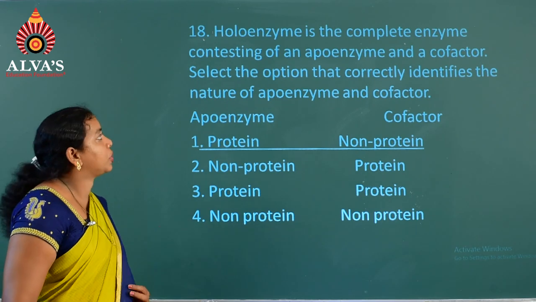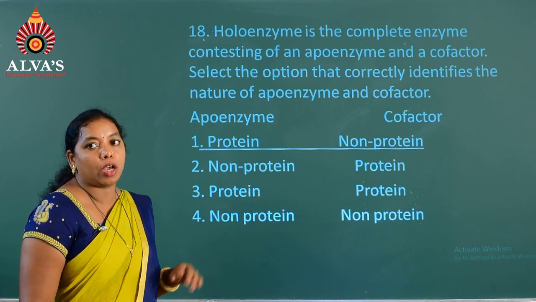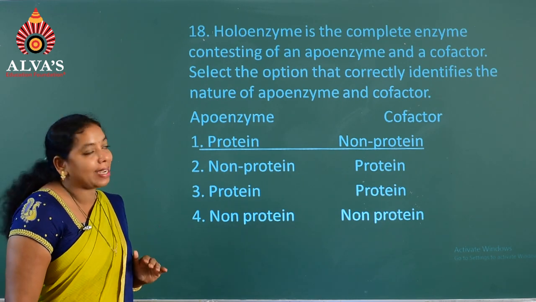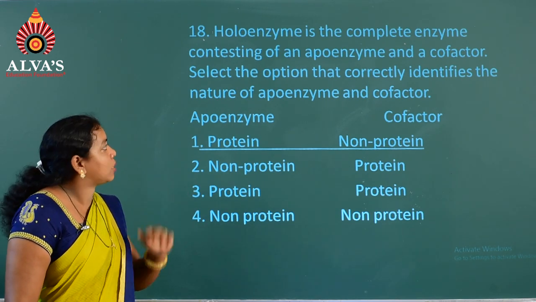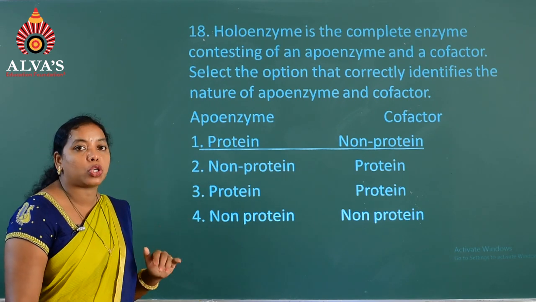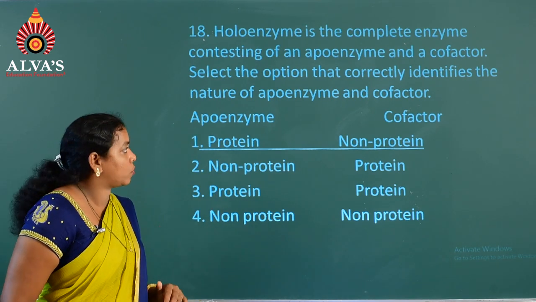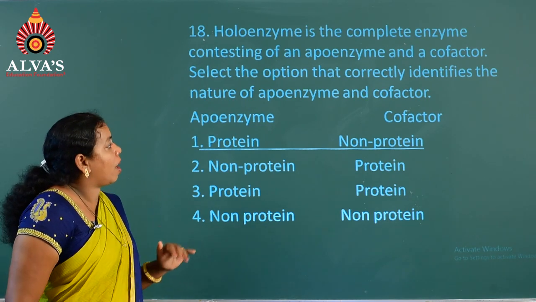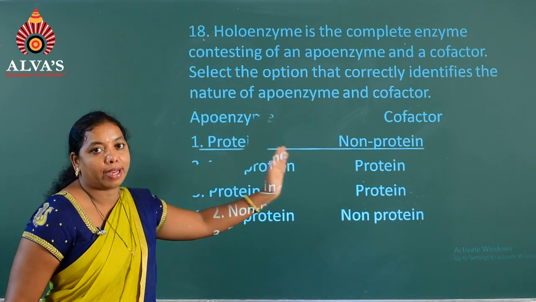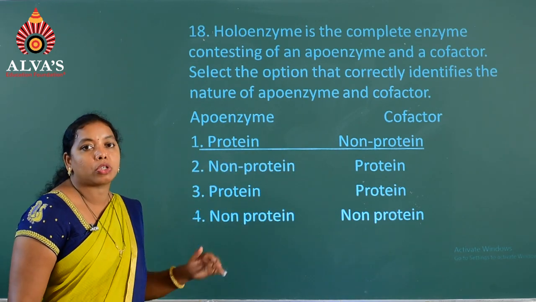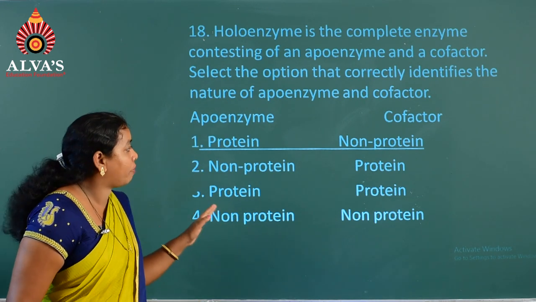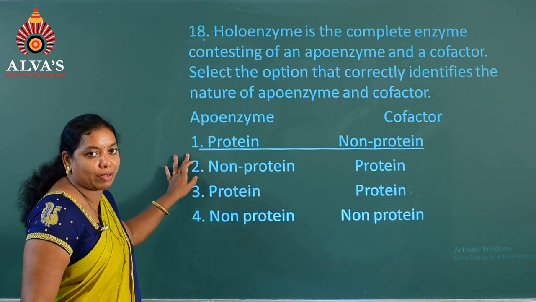Moving on to the next question, that is question number 18. Holoenzyme is the complete enzyme consisting of an apoenzyme as well as cofactors. Select the option that correctly identifies the nature of apoenzyme and cofactors. So, apoenzyme and cofactor is given. Apoenzyme is the protein, cofactor is the non-protein part. Hence, the protein part is the apoenzyme, the non-protein part is the cofactor. So, the correct answer is the first option.